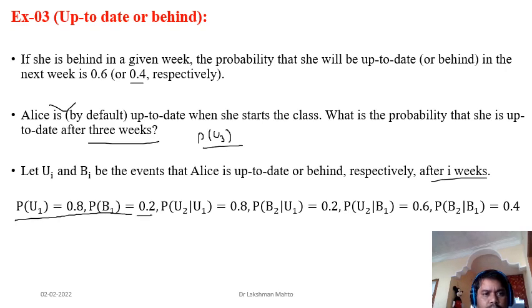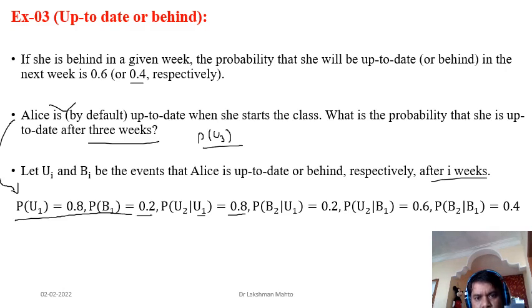By default, it is coming from this statement. Okay, this one is coming. Now coming to second week, U2. Alice is up to date, given that she is up to date in the first week, after first week. So that's the probability of U2 given U1.